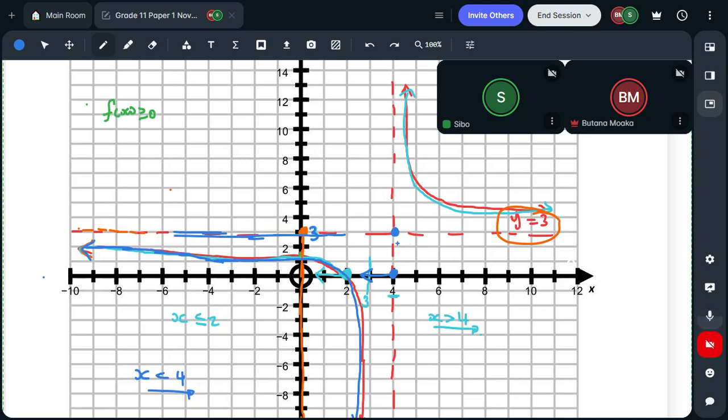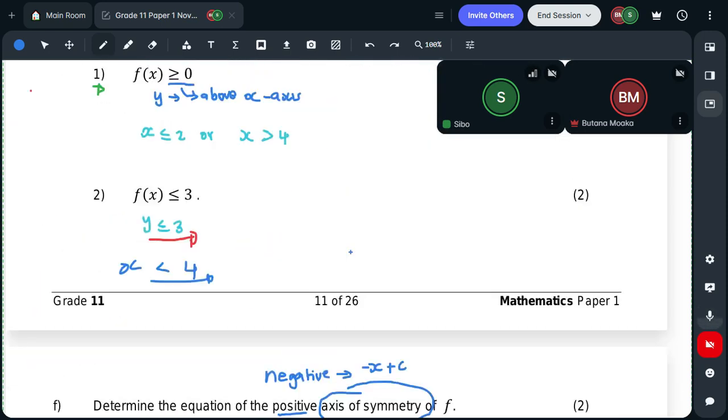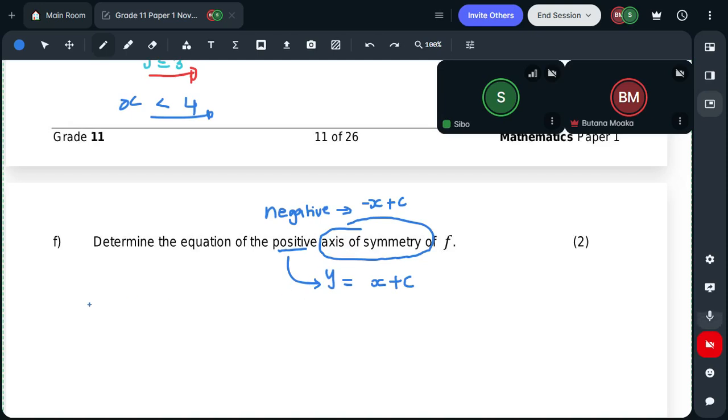It passes through at that x, which is 4, and the y, which is 3. Just write the coordinates of your asymptote. You come back and write them down here. So this will be 4 and 3. So basically, this was your x, this was your y. You substitute this into the equation to find c.